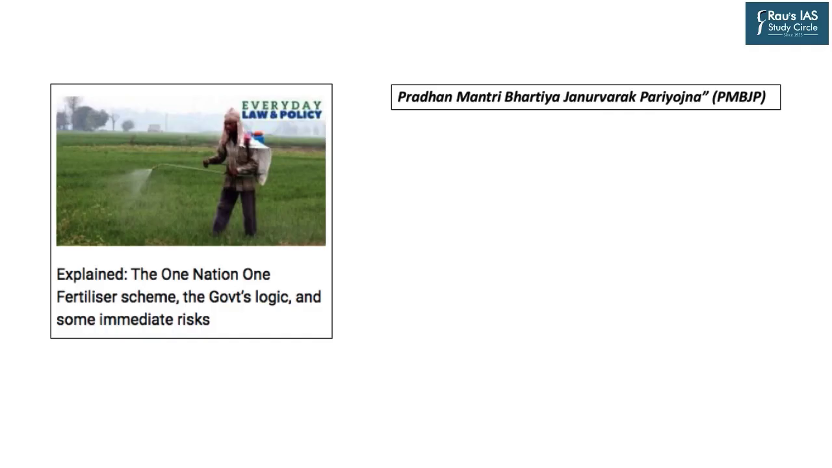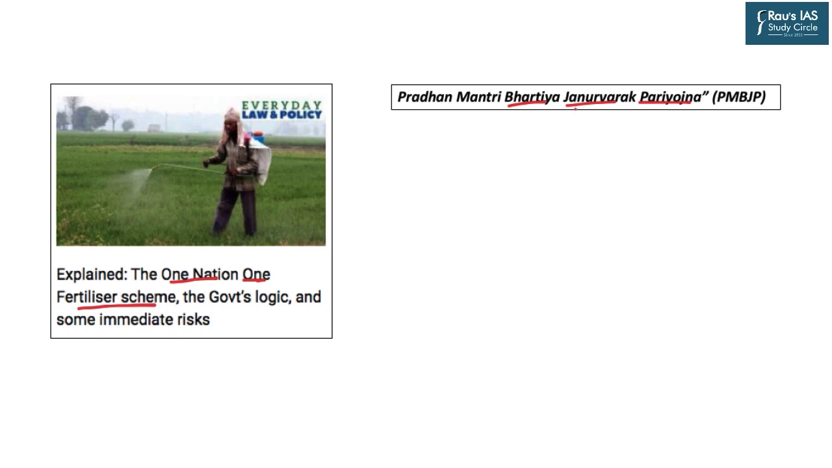Now let's do this explained article from this week. The One Nation One Fertiliser scheme, the government's logic and some immediate risk. The Ministry of Chemicals and Fertilizer has recently announced a new scheme, Pradhan Mantri Bharatiya Janurvarak Pariyojana. Under this scheme, it has been decided to implement One Nation One Fertiliser by introducing a single brand for fertilizers and a single logo for all fertilizers.